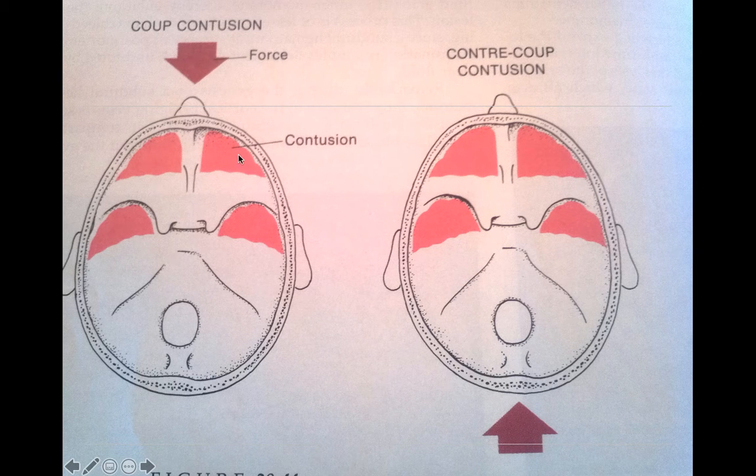And this just shows you the force, and you have contusion here. If the force is here, you would have the contusion here. But if you have the first force here, then the brain goes backwards, hits the second force back here. That's the contrecoup.